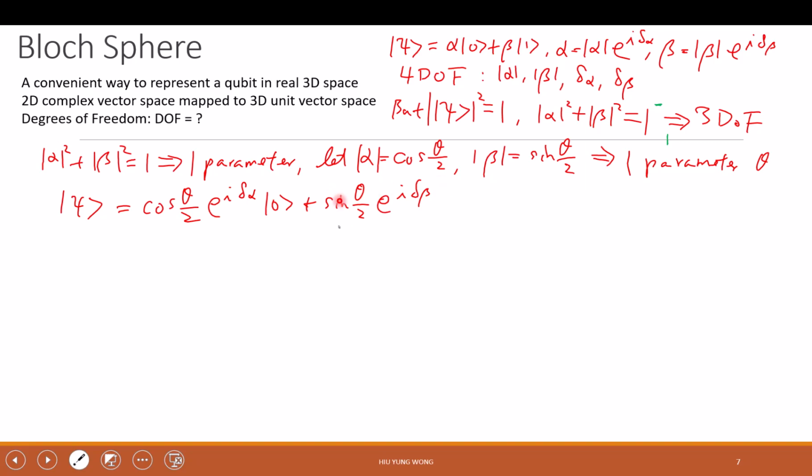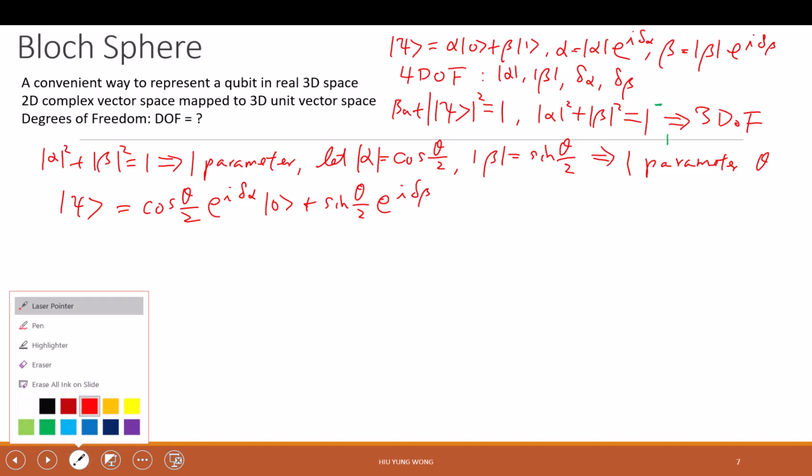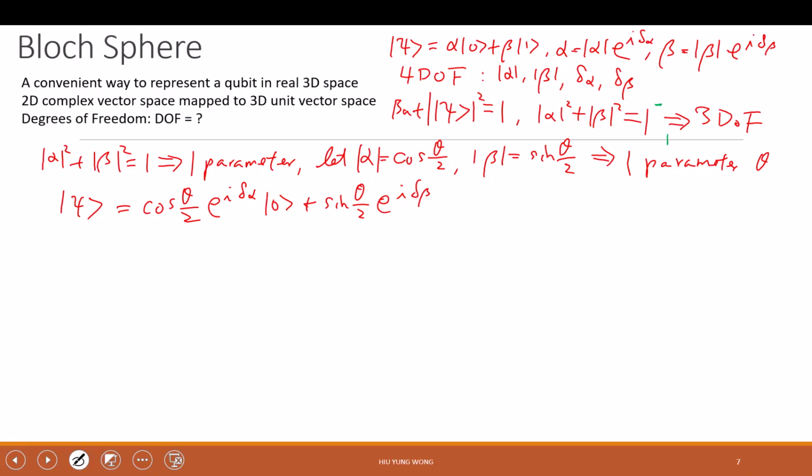After doing all this, it looks trivial. That's all I'm doing, right? Is that okay? Okay, then I continue to do some manipulation. So I'm going to factorize out e to the power i (delta alpha plus delta beta) divided by 2. Because of this factorization, this will become cosine theta divided by 2, not change. But I have factorized out delta alpha plus delta beta, right?